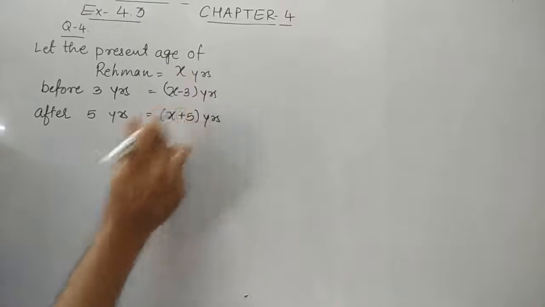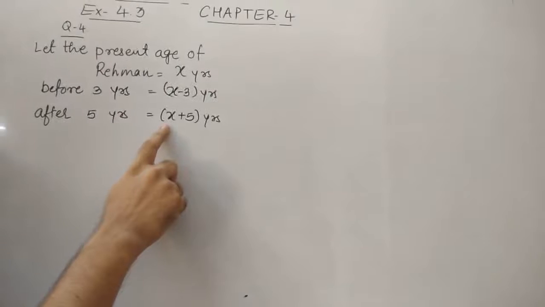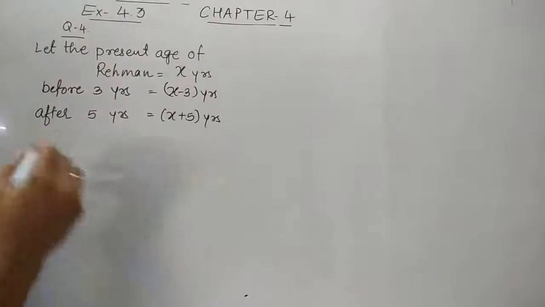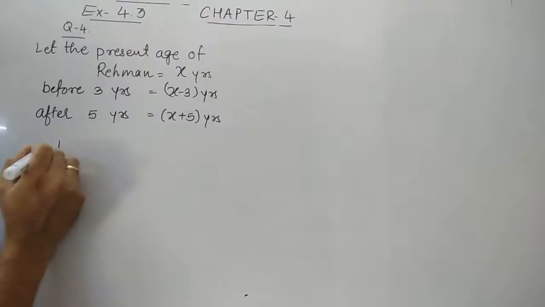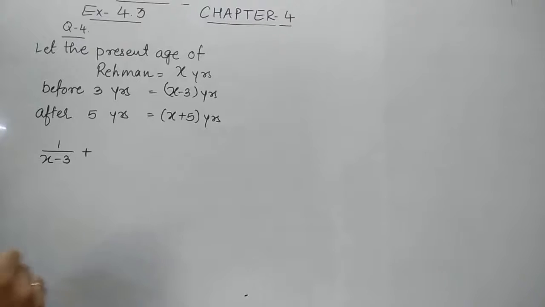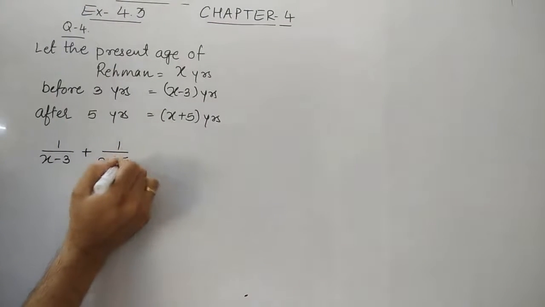The present we add 5. Now let's see how the equation is formed. It is said that the sum of the reciprocals of both of these, मतलब दोनों के reciprocal का addition. So look at the reciprocal of this age. Reciprocal, as we discussed, is the multiplicative inverse. Ulta. And the reciprocal of this is 1 upon x plus 5.